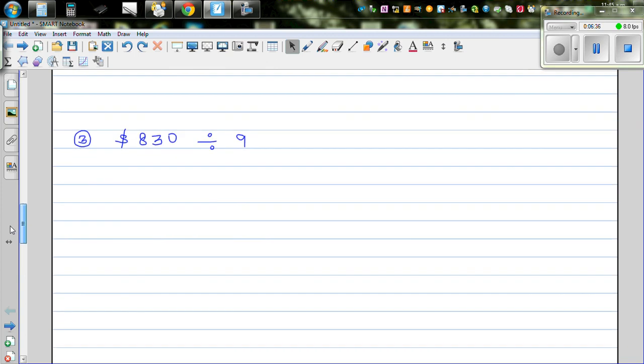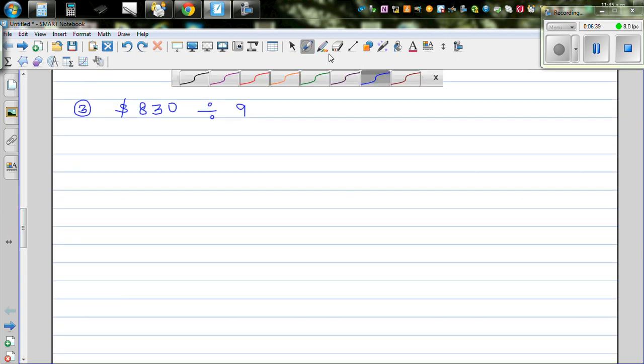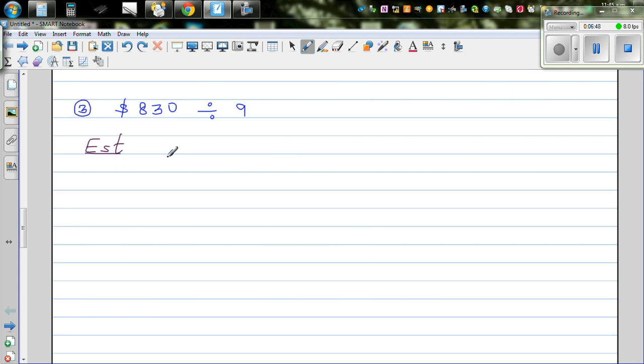Okay. Let's move on to division. So first we'll estimate this and then we'll find the exact answer. So estimation. So 830 divided by 9. I'll say, what about dividing 810 by 9? So I know 81 divided by 9 is 9. So 810 divided by 9 would be 90. Okay, so our answer should be greater than 90. This is an estimation. You have rounded this down, so your answer should be greater than 90.